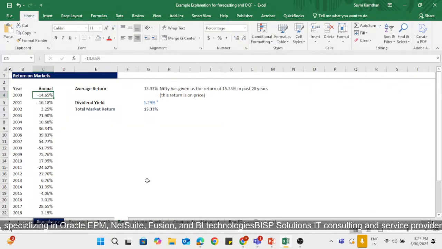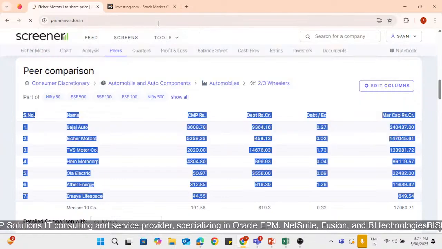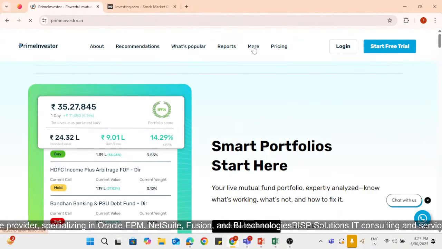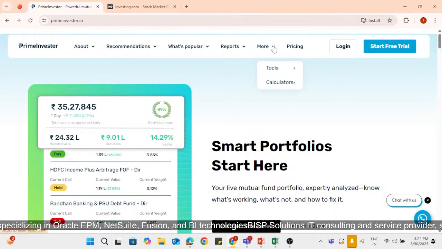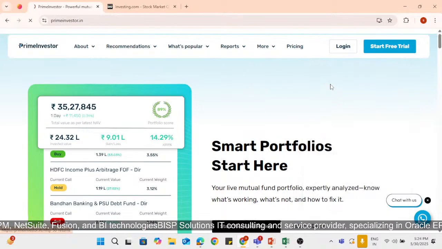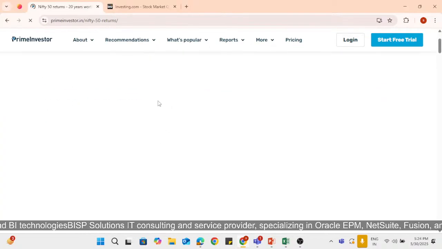Now if I want to calculate my return on market, for that I will be going to this page, screener.in, where I will be typing prime investor. Once I come here in prime investor, I will be clicking on the more option, and it will be showing me tools. I want the Nifty 50 returns chart, so it will be opening the last 20 years of Nifty 50 returns.